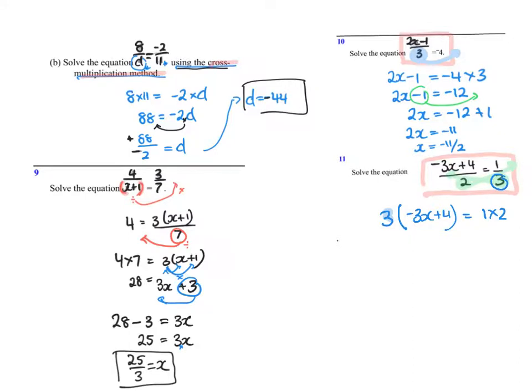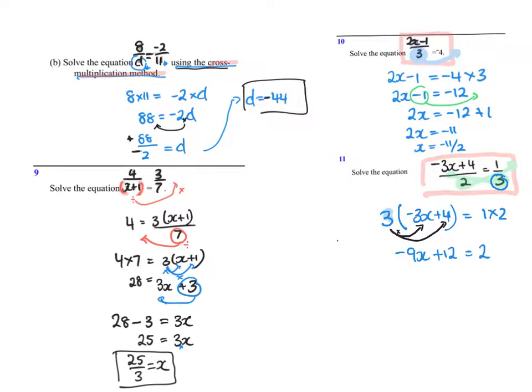So once again, you're going to have to remember your expanding rules. So when you've got the 3 on the outside, it means everything gets times by that. So 3 times negative 3x is negative 9x, and 3 times 4 is 12. So it's plus 12, and 1 times 2 is 2.